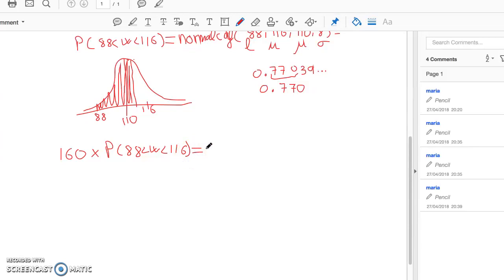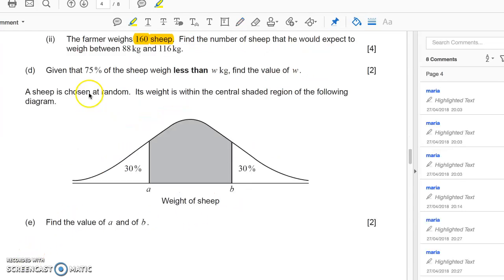Well, that will give me the number of sheep, 160 times 0.770. Okay, how much is that? That makes a total of 123.2 sheep. Remember that we want 3 significant figures. Those are my 3 significant figures. That will make 123 sheep. That's the answer.